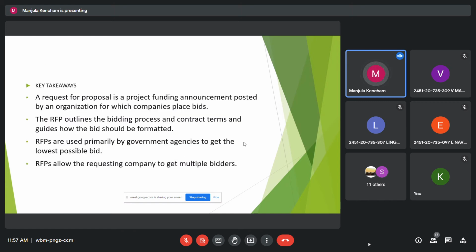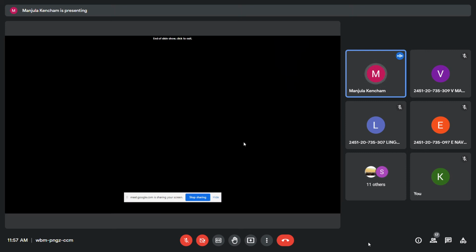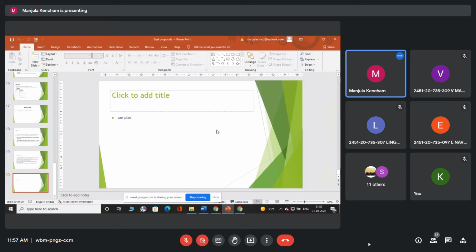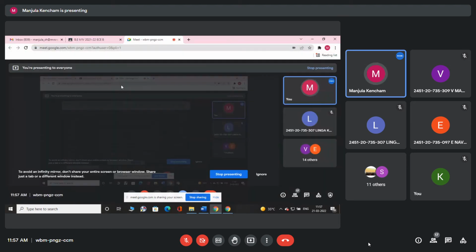These are the terms associated with proposal writing, and without this you cannot proceed. I have shared the examples also with you, please have a glance at it. So this is about request for proposal.